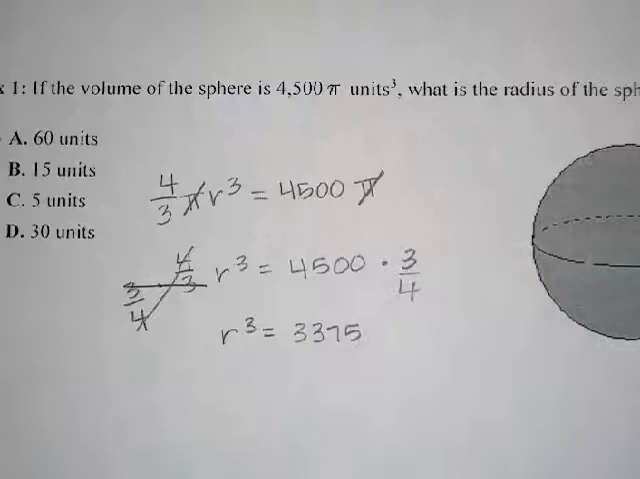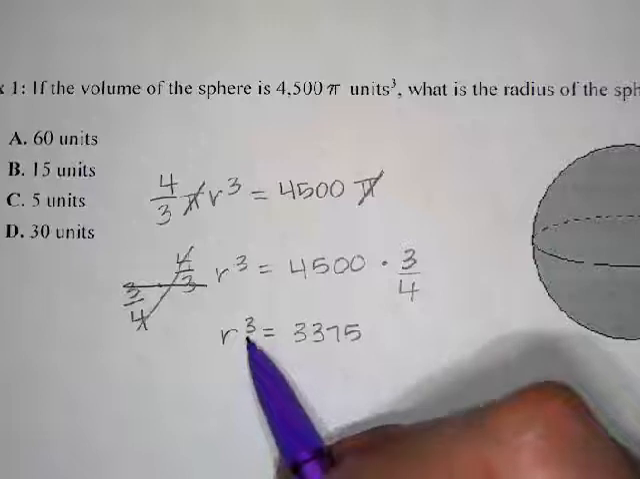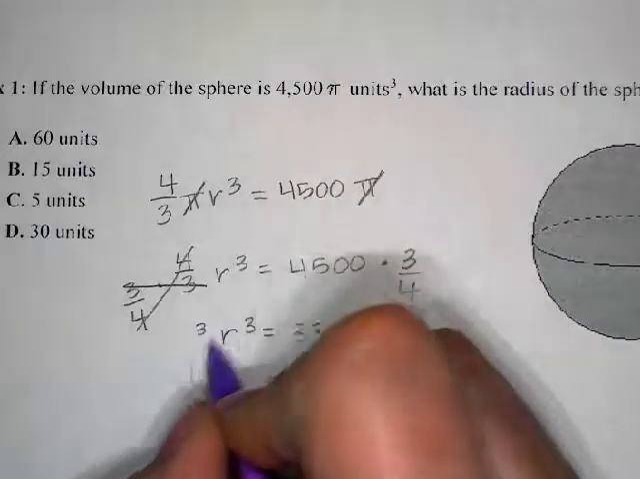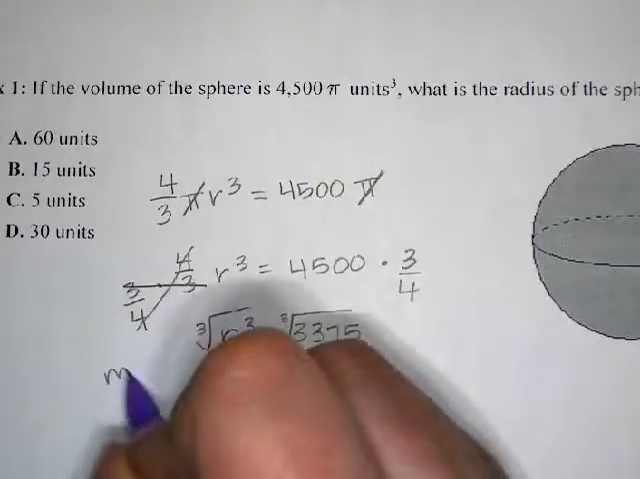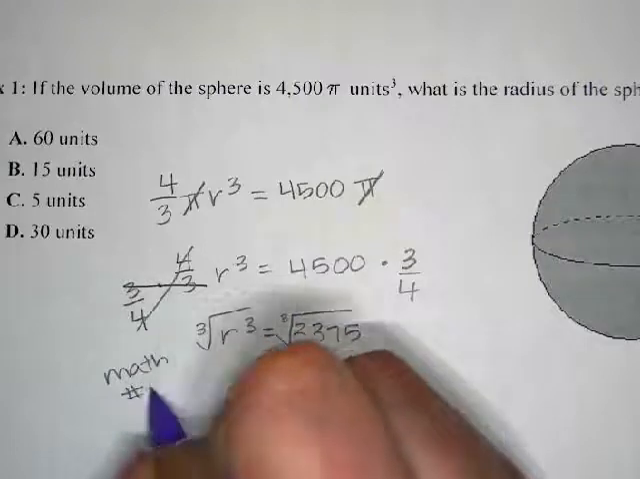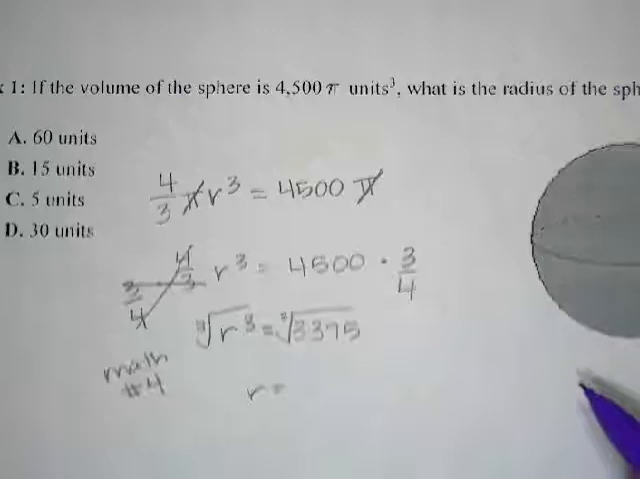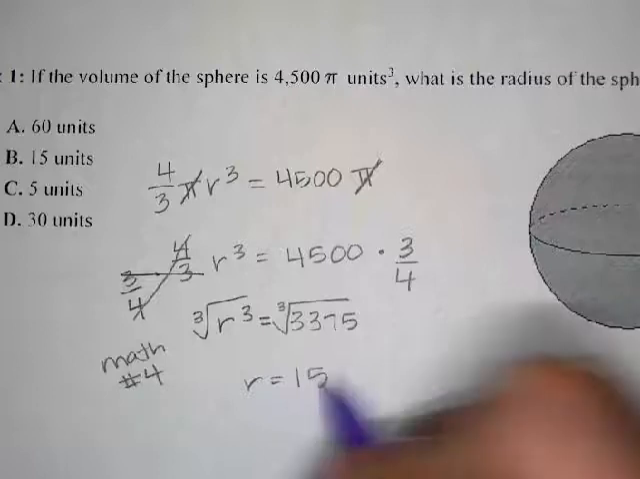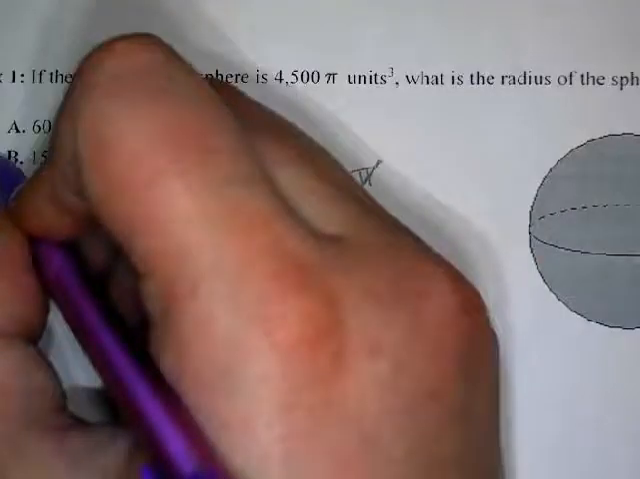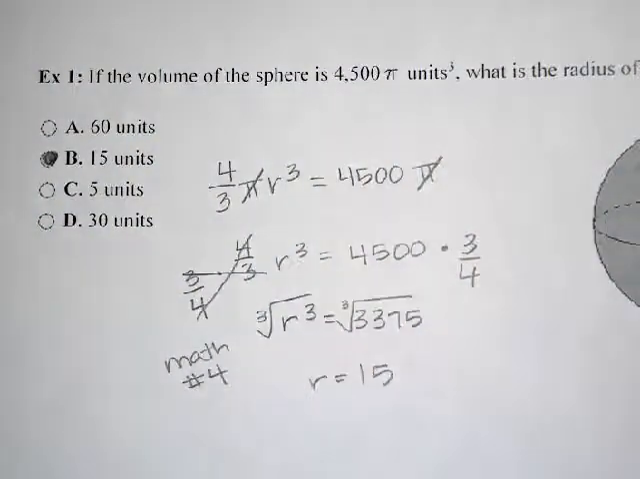So now we need to get rid of the cubed. How do we get rid of a cubed? Cube root. Anyone remember how to type that in on a calculator? Hit the math button, and number 4 is how we type that in. When you type that in with 3375 underneath it, what do you get? 15. So your radius is 15. Inverse operations. We are undoing what we just did.